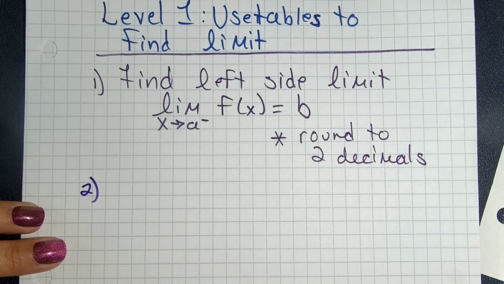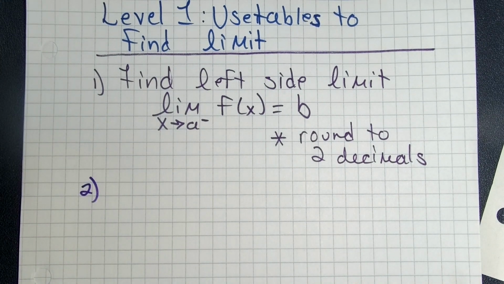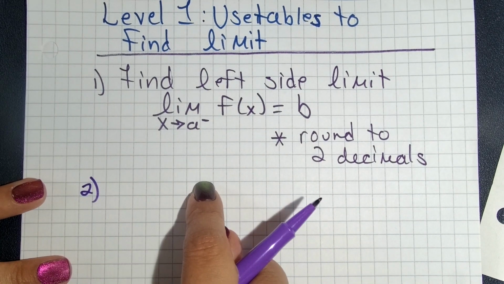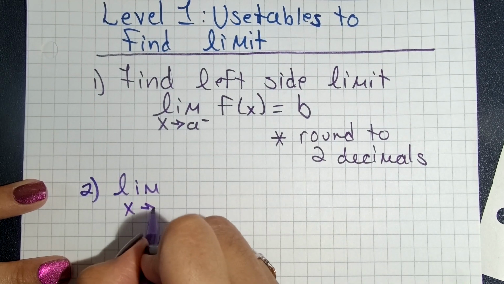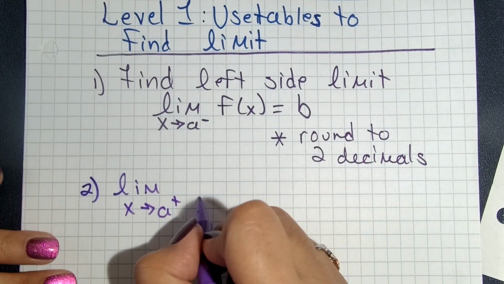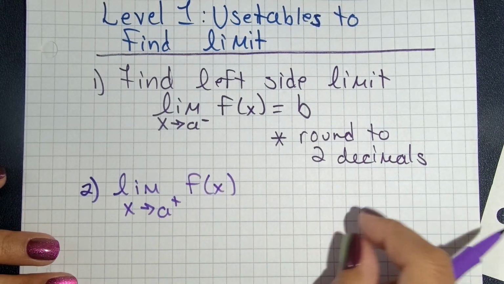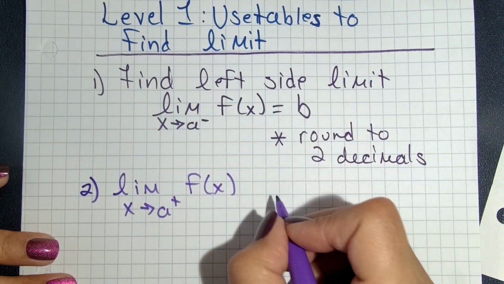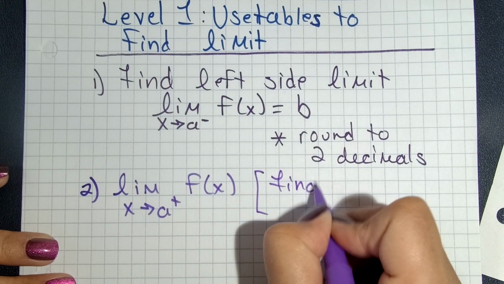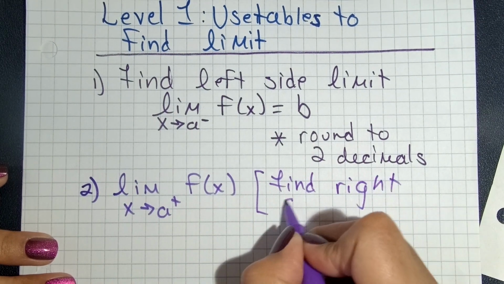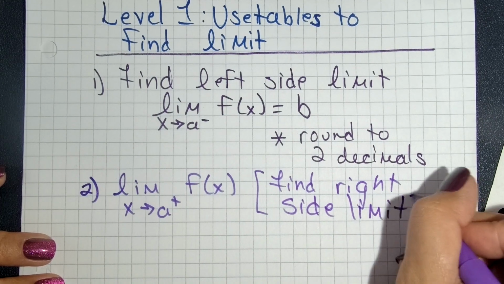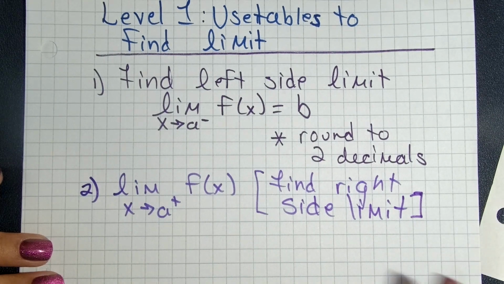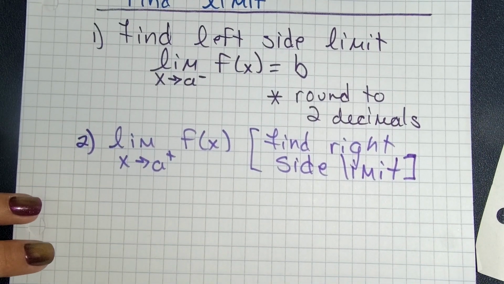The second thing you're going to do, am I going too fast? Anybody? The second thing you're going to do is repeat it for the right side limit. Oh, sorry, my bad. Find the right side limit. So repeat for the right side.